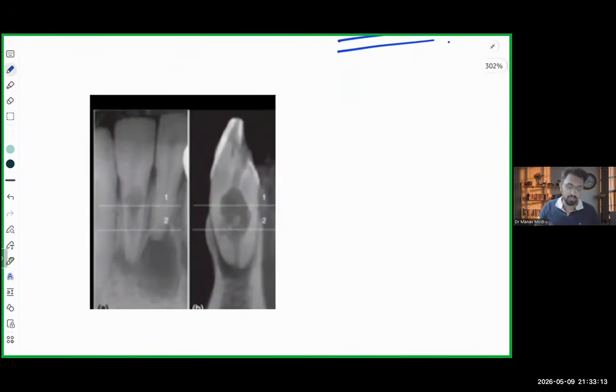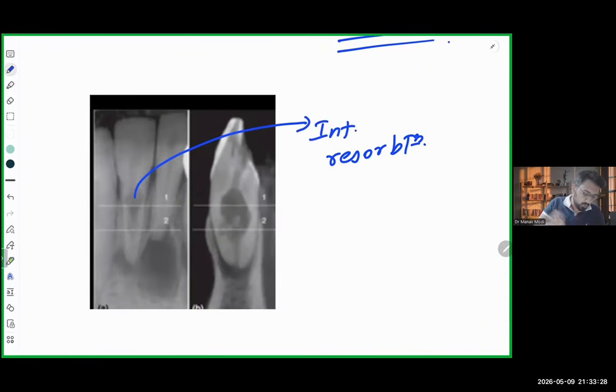Then we have this image. So guys, what is this? Here we can see that the pulp space has enlarged. So what is this? This is internal resorption. So guys, how will you differentiate between external inflammatory resorption and external replacement resorption?